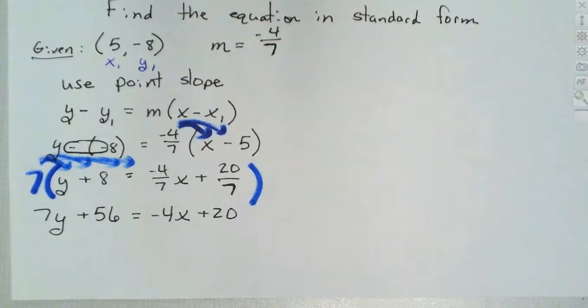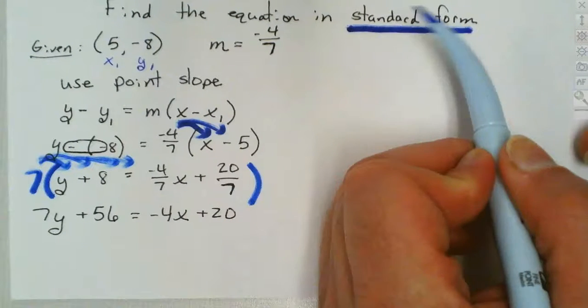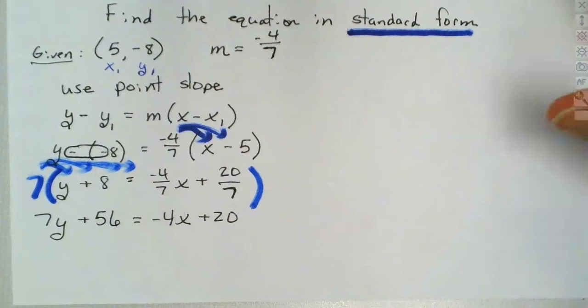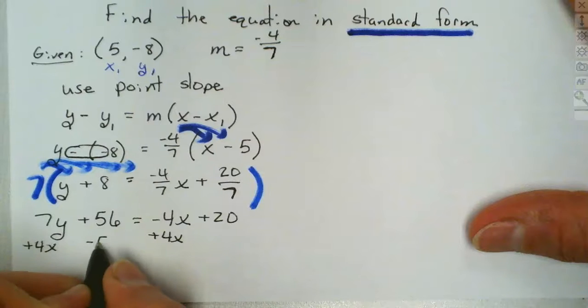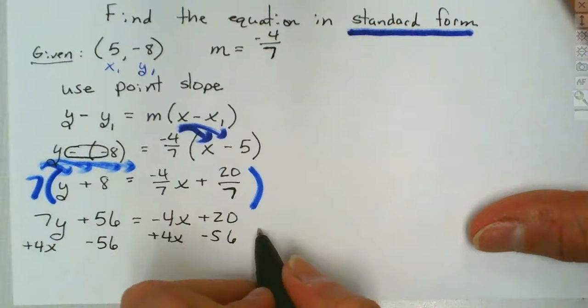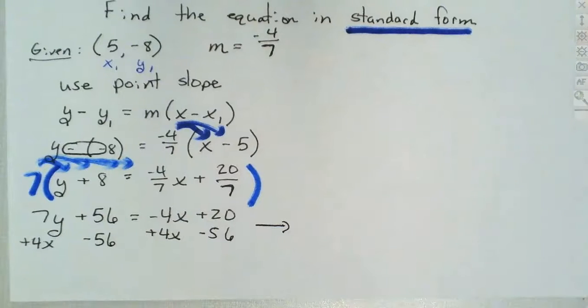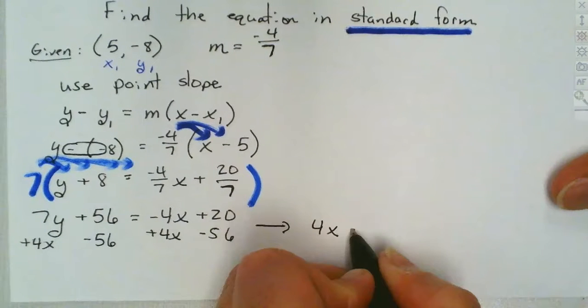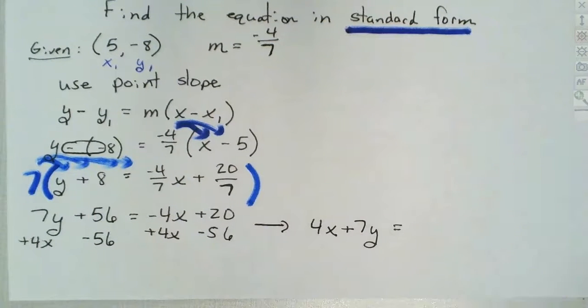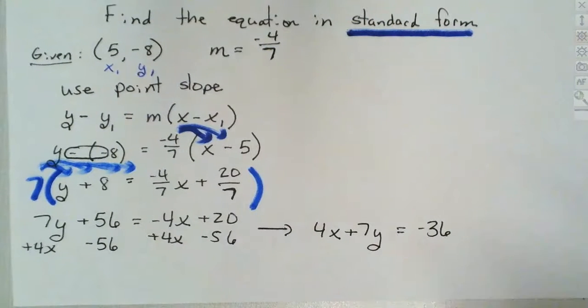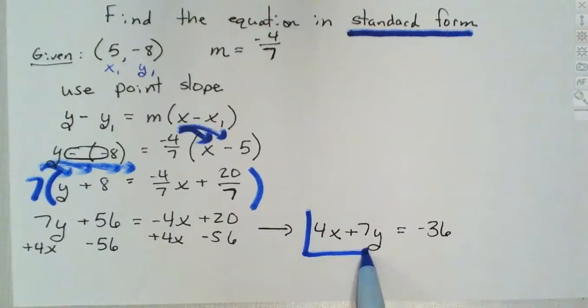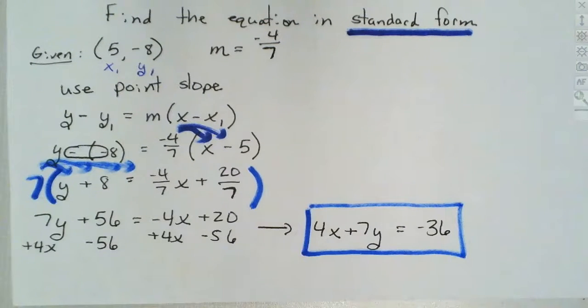Now, what form do we want this in? Standard form. So the x's and the y's have to be on the same side. So moving this to standard form, I'm going to add 4x, and I'm also going to subtract off that 56. That way we have everything that we need on the left-hand side, which is 4x plus 7y. And then on the right-hand side, it looks like we have a 36, because 20 minus that 56, that makes it a minus 36 there. And that would be your answer.